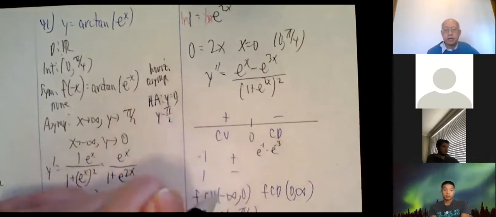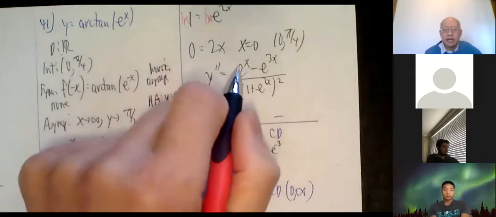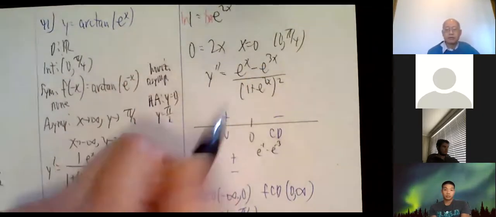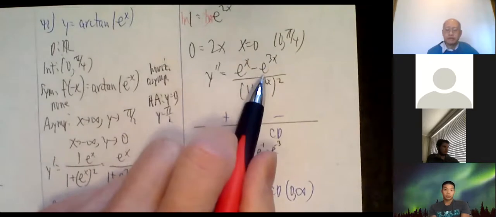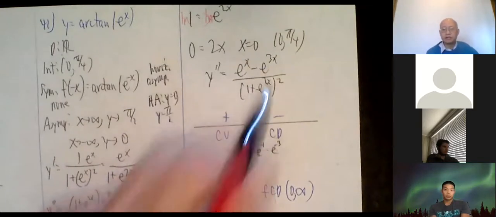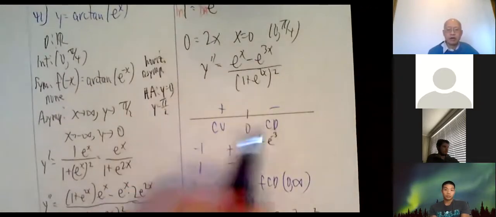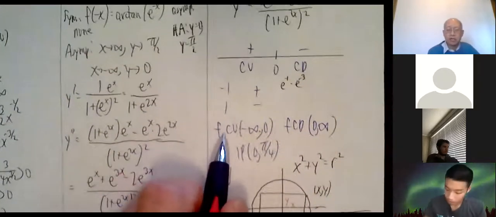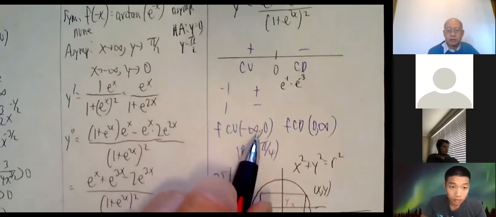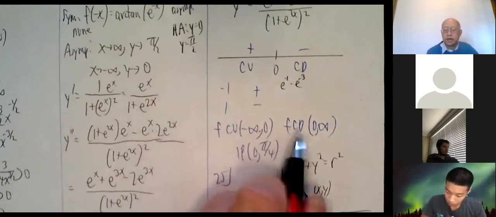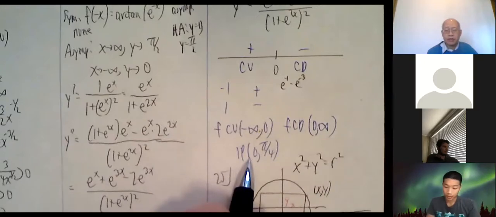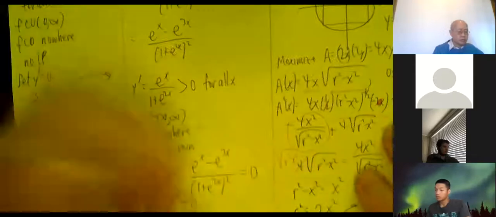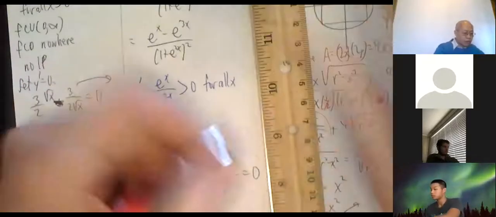Plug in 1. E minus e cubed. Negative. 2.7 minus 2.7 cubed. 2.7 cubed wins, it's bigger, so it's negative. So concave up, concave down. Intervals of concavity: the function is concave up from negative infinity to 0, concave down from 0 to infinity, and I have an inflection point at 0, pi over 4. So quickie graph, and then we're out of time.